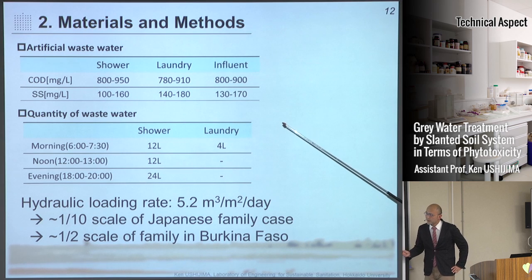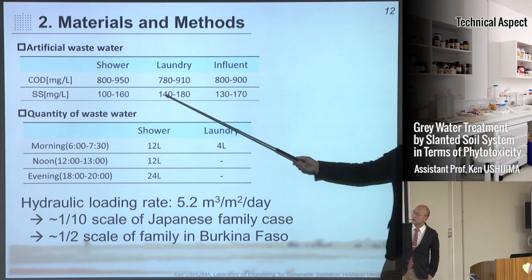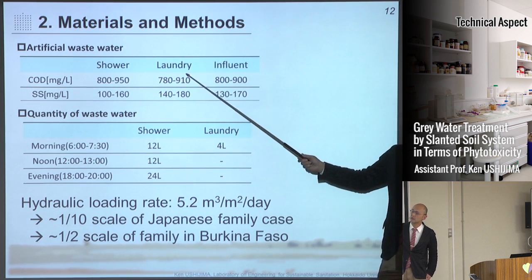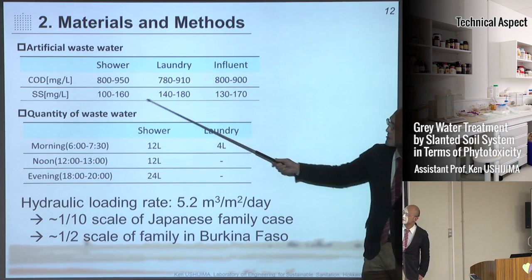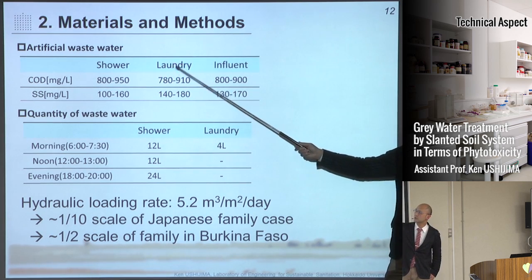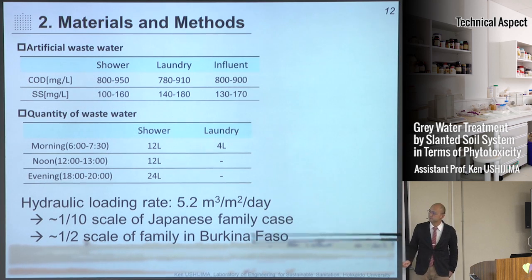We prepared the artificial gray water. We made the shower water and laundry water artificially. The characteristics are like this. Then we mix the shower water and laundry water as an influent.